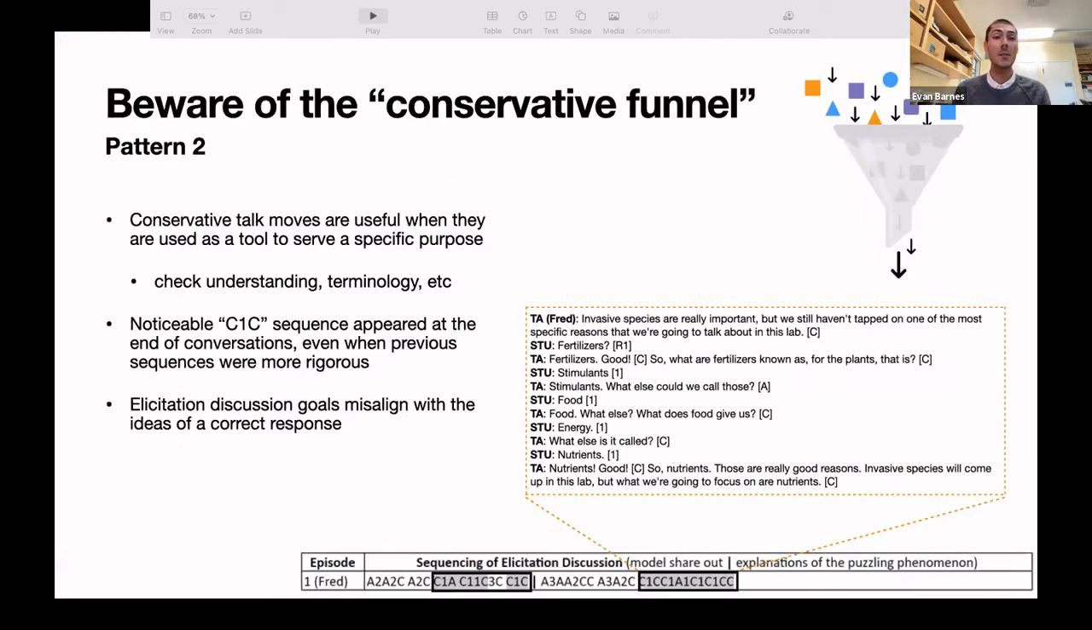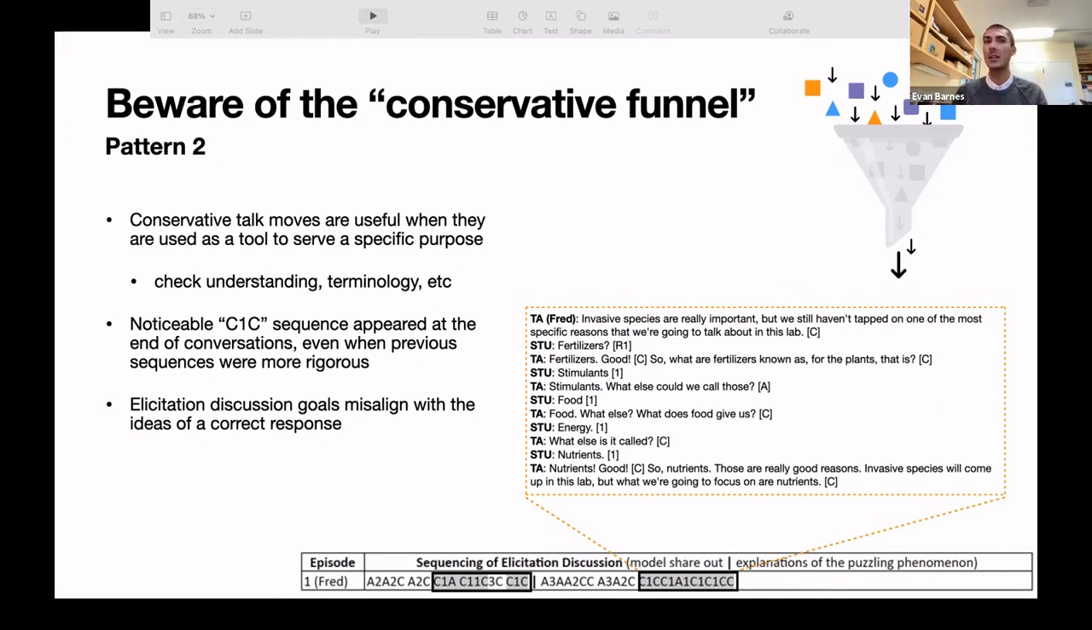So let's talk about the very first pattern, pattern 2. Let's beware of the conservative funnel. That's what I like to say. This is not a political statement by any means. This is rather the trend we saw in our discussion. A noticeable pattern we saw was that at the end of these elicitation discussions, we noticed the C1C, or conservative, very low rigor, conservative back and forth between students and the TAs.